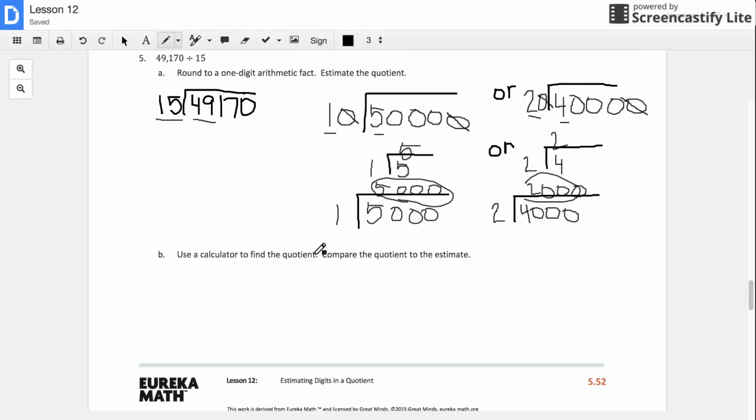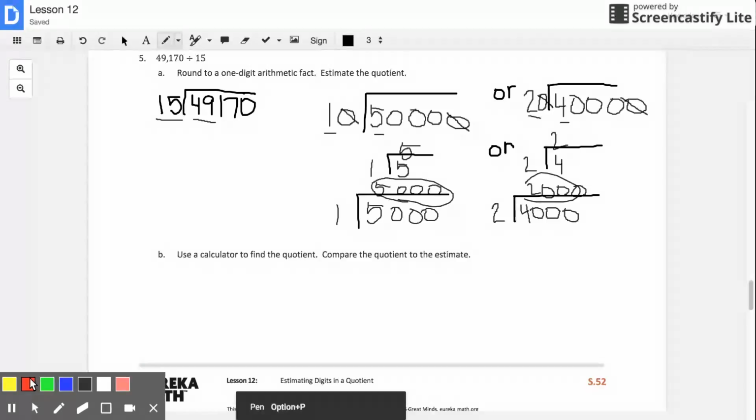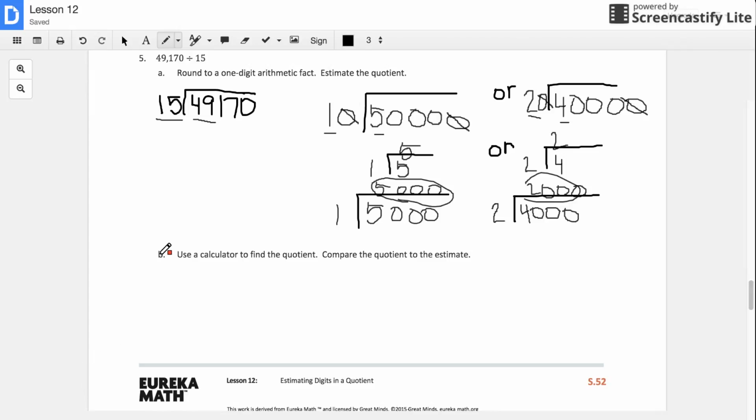When we do that, we find that the quotient for 49,170 divided by 15 is, I'm going to get way up here, 3,278. I don't think these are in the right spot. Sorry, it's hard to do this. So this is not very accurate.